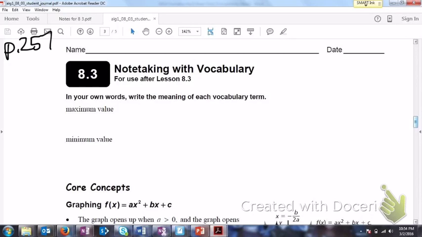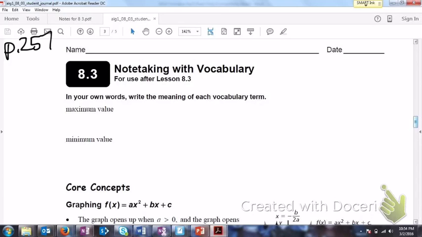Make sure we got that journal open to page 257. We're working on section 8.3, our notes. This is Mr. Wills coming at you for a little Algebra 1, talking about finding the vertex and graphing quadratics. So let's go ahead and talk about some definitions here.